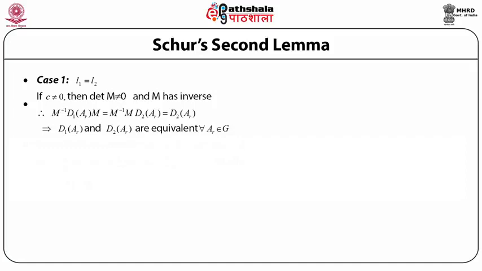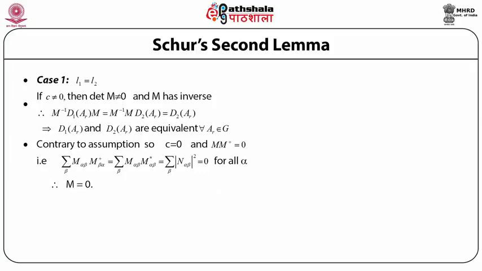Therefore, M inverse D1(A_R) M is equal to M inverse M D2(A_R), which is equal to D2(A_R), which implies that D1(A_R) and D2(A_R) are equivalent for all elements A_R belonging to G, because D2 can be obtained from D1 by a similarity transformation with the matrix M, which is contrary to the assumption.